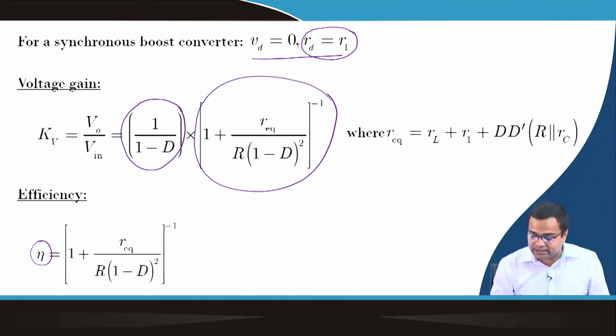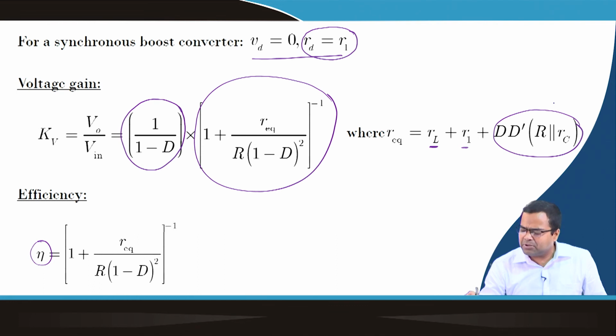This is my ideal voltage gain of an ideal boost converter, but this is the correction factor. And what is R equivalent here? R equivalent is not only RL and R1, there is also an ESR term, but this is very small, too small. So, it can be approximated as RL plus R1, where this is my on state resistance.